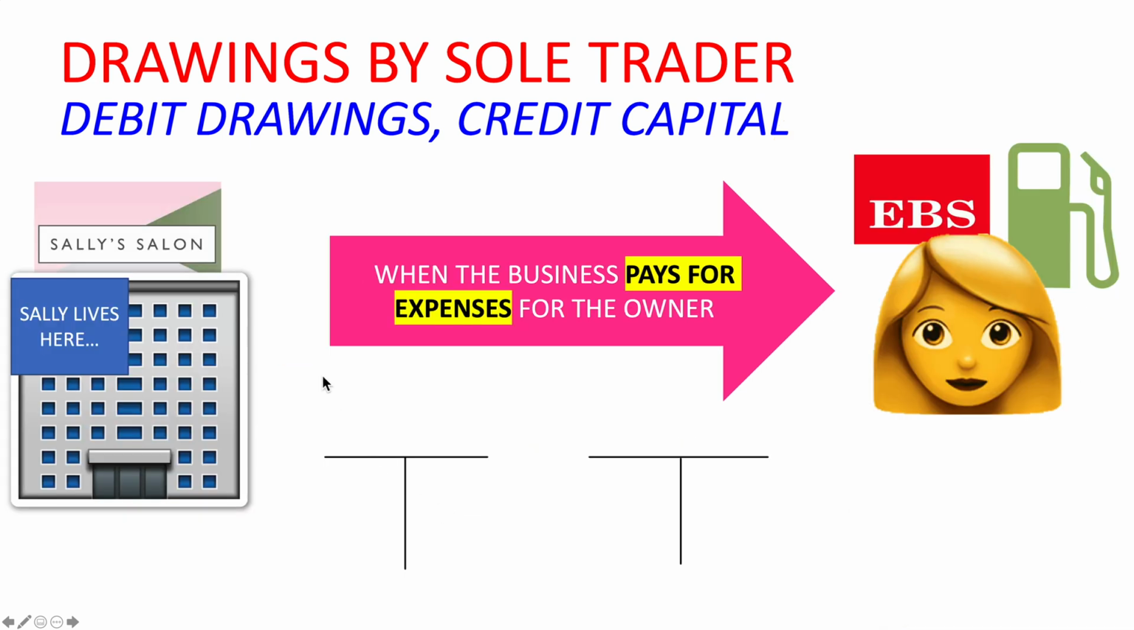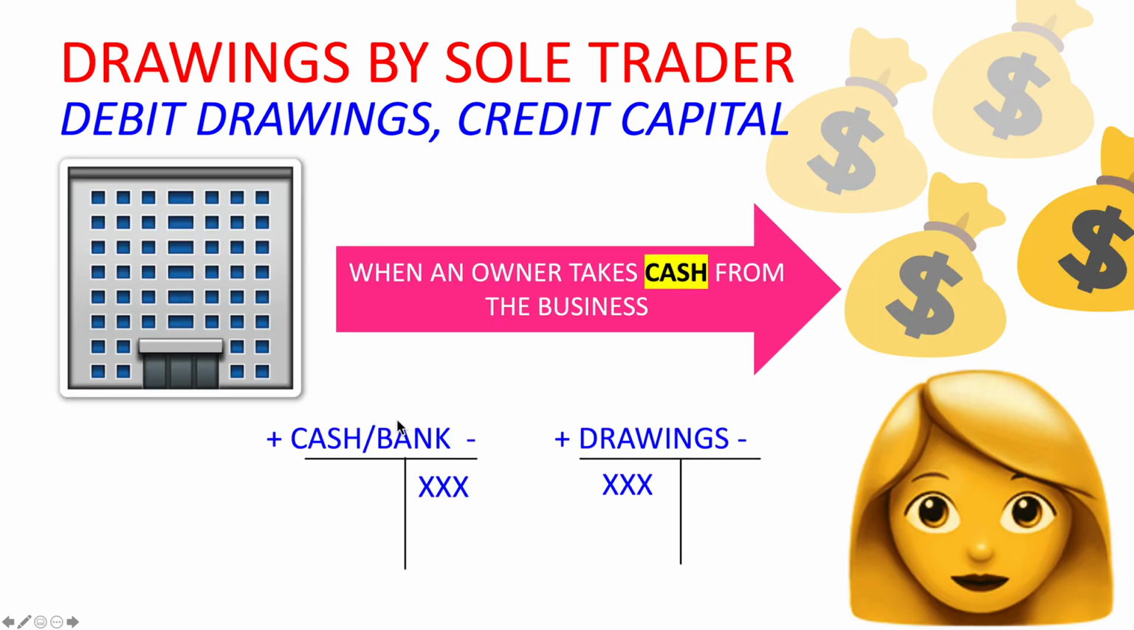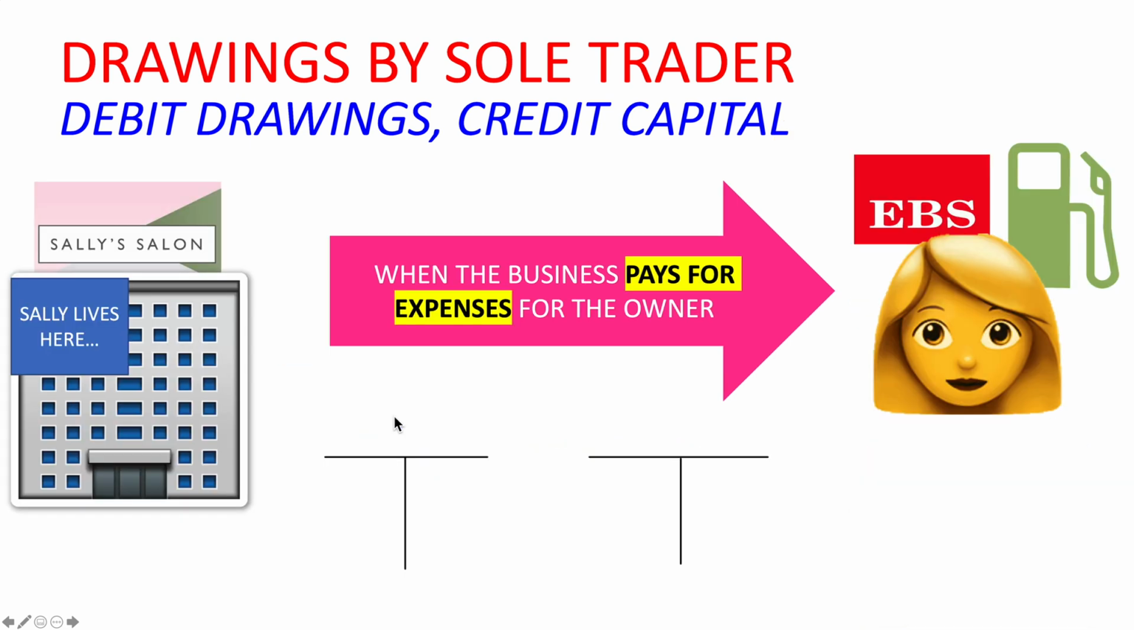Now, a sole trader could live in a part of the building, which we will see a lot here in sole trader final accounts, or they could take money from the business for mortgage payments or fuel or whatever it might be. So it could be lots of different things. If it's an expense, we will credit the expense account, and then we will debit the drawings. So we always debit drawings, and we credit whatever else it is that the sole trader is taking out of the business.